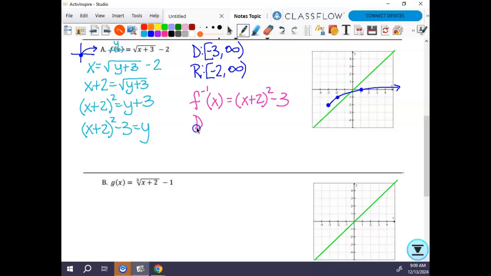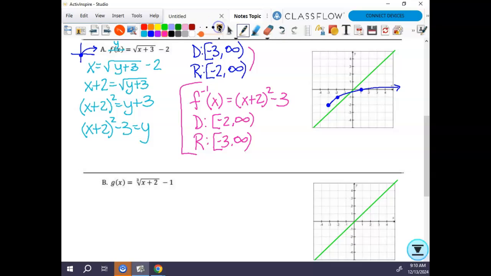And then the domain and range for this, these two just switch places, so my domain is now -2 to infinity, and my range is -3 to infinity.